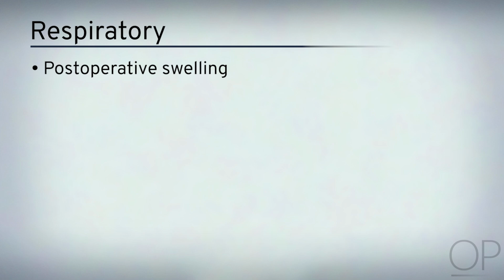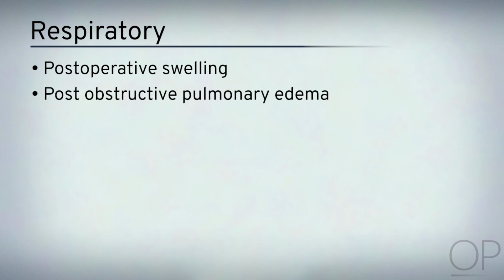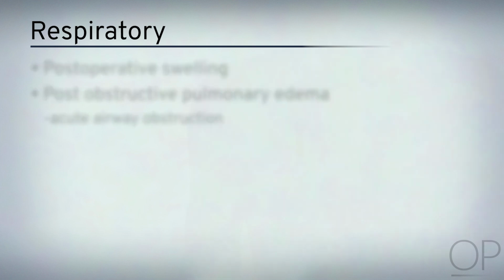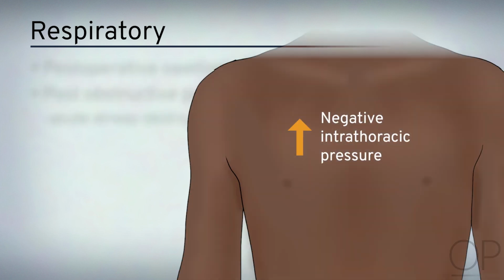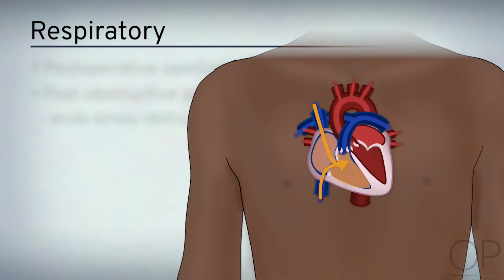Another significant potential respiratory complication is post-obstructive pulmonary edema. This rare but potentially severe complication may be related to one of two proposed pathophysiologic processes. The first is from acute airway obstruction, such as from airway swelling after surgery, or laryngospasm during emergence from general anesthesia. When a patient tries to breathe against an obstructed airway, they generate a significantly increased negative intrathoracic pressure, which increases venous return to the right side of the heart.